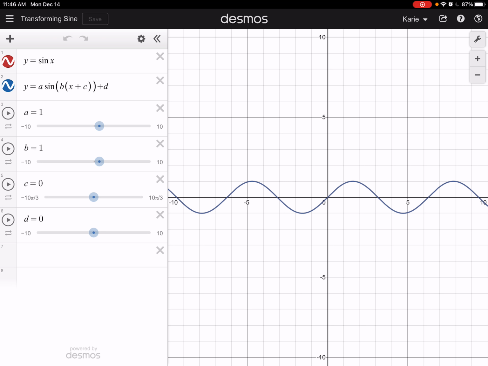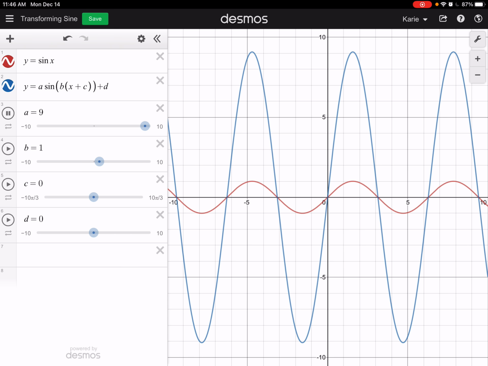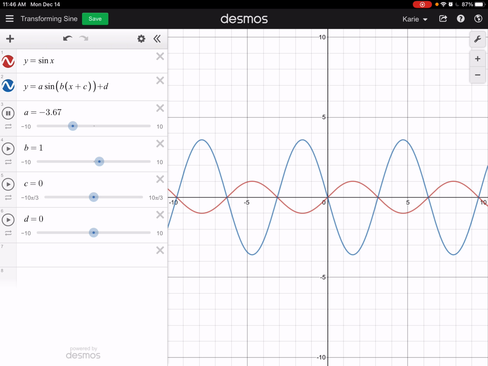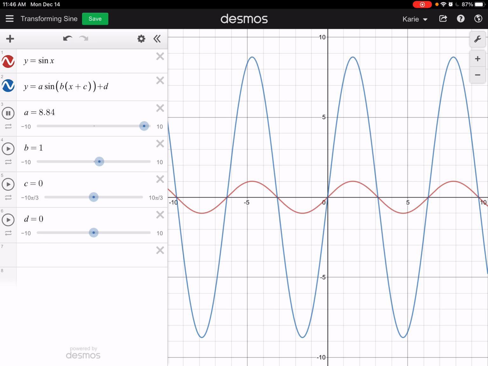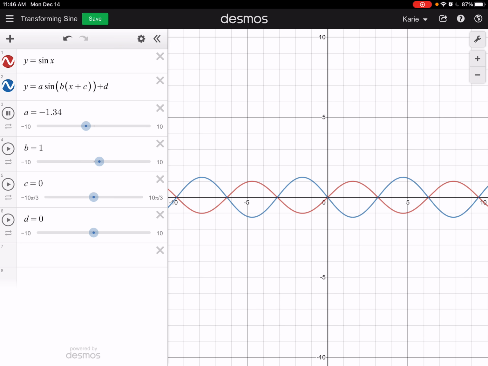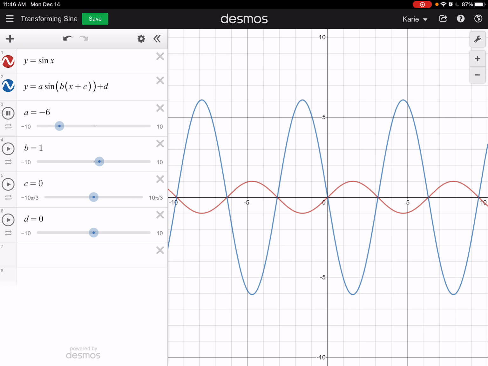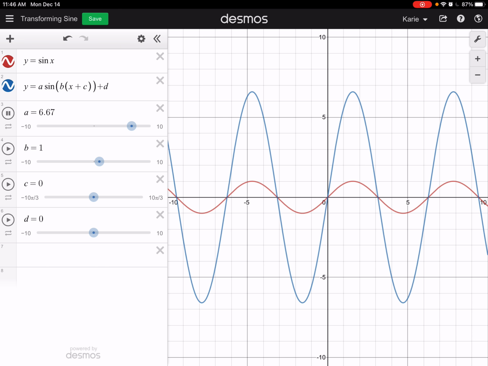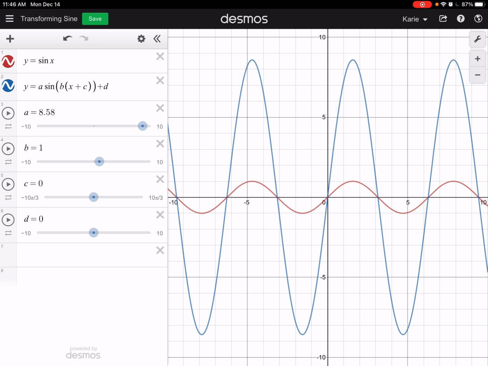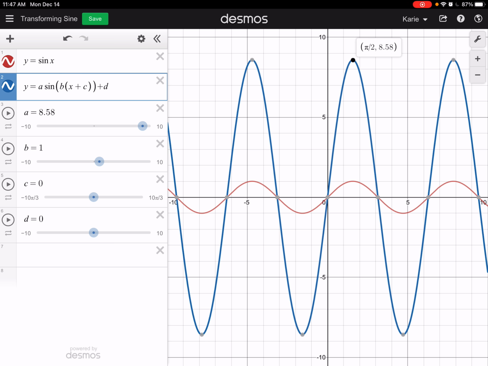Okay, so first of all, I have Desmos open and I have the sine curve. So notice if I come over, I can hit play on the A value. You'll notice that it's a vertical stretch, which A would always be. But what it's doing there is changing the amplitude. Let's hit pause for a second. Right now, my A value is 8.58, and so the amplitude is how high it's going. So this value right there is that 8.58. The A value is the amplitude.